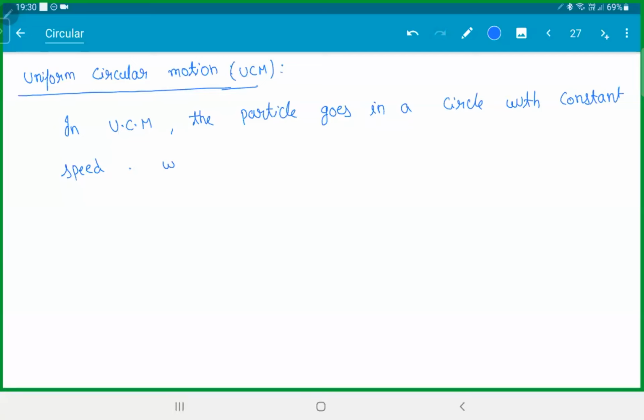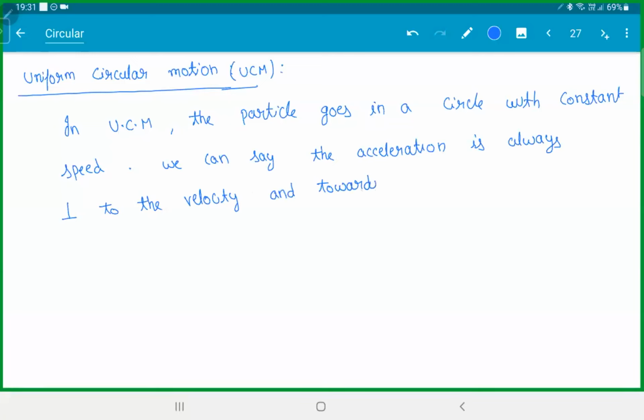We can say the acceleration is always perpendicular to the velocity and towards the center. How can we say this? Now see, we are not saying observation and all that. Just because of this statement, if a particle goes in a circle with constant speed, you can confirm, you can say it is toward the center. How can we say this?